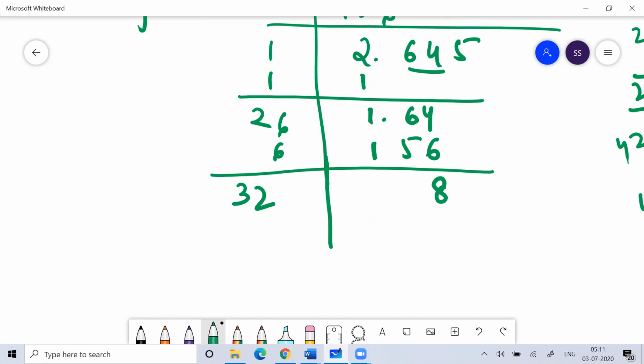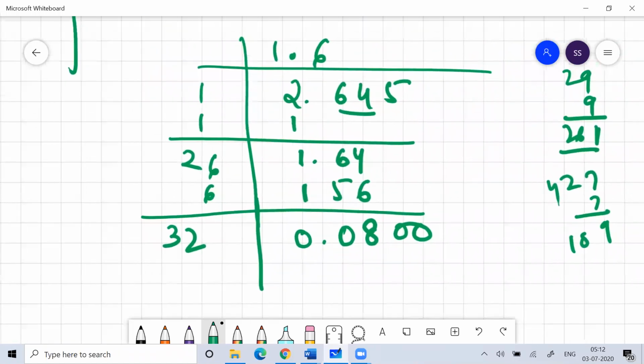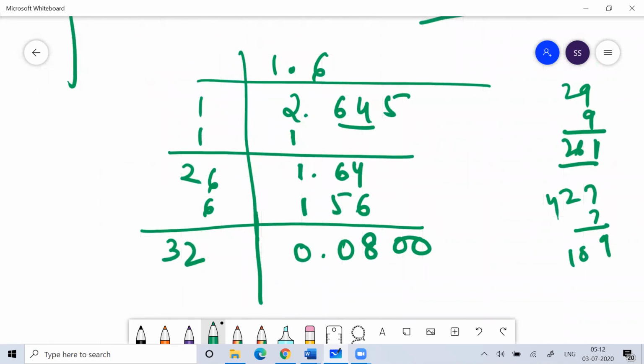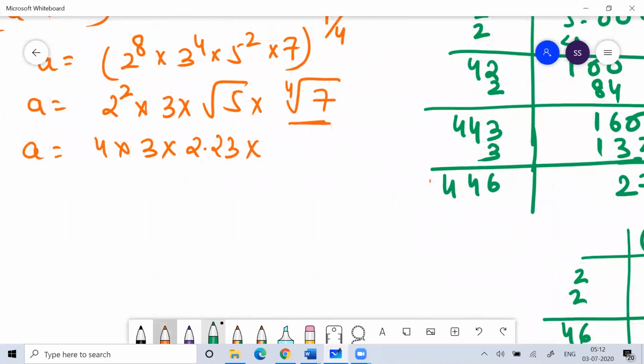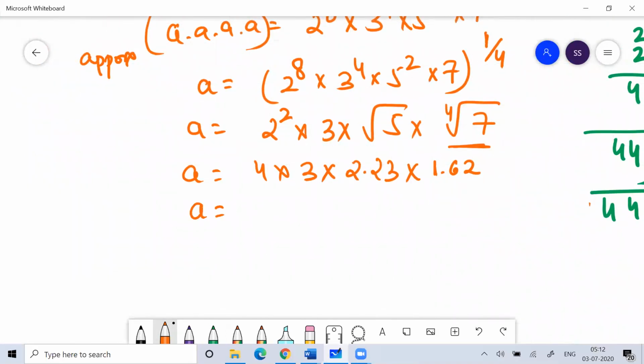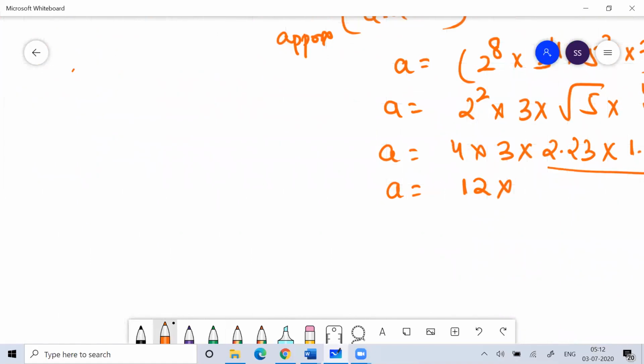8 plus 6 14. No? Then this is 0 0 0 0, then 0 0 0. So 800. 32 2s are 322 will be bigger. This would be around 1.62. So this is around 1.62 something, the fourth root of 7. So you can write this is 12 into 2.23 into 1.62. You can apply Vedic maths to multiply 2.23 into 1.62. You can multiply them.